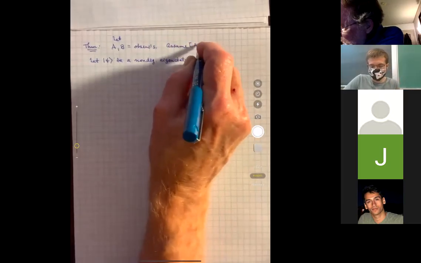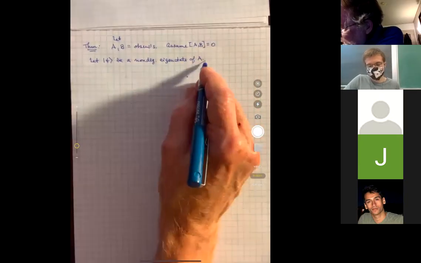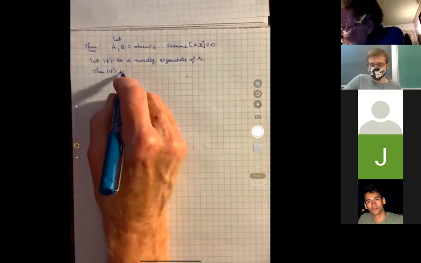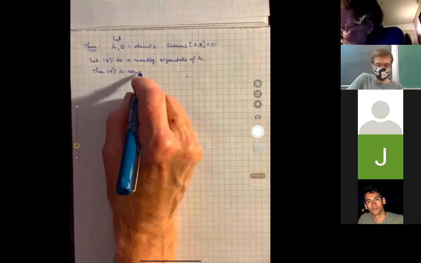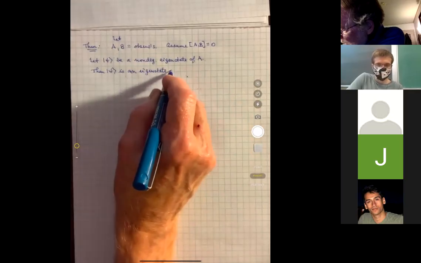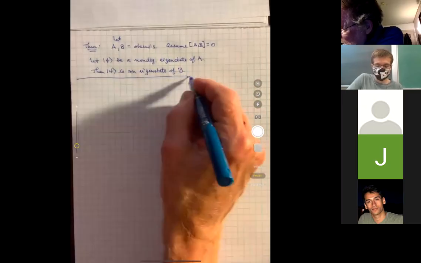So A and B are two observables that commute. Let psi be a non-degenerate eigenstate of A. Then psi is an eigenstate of B. It's automatically an eigenstate of B. How do I prove this?